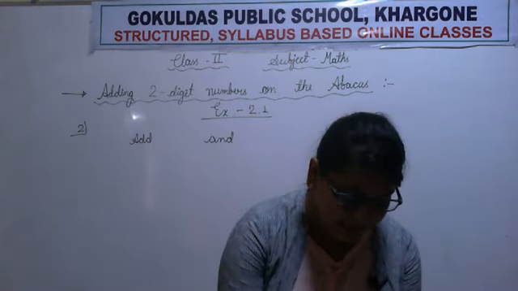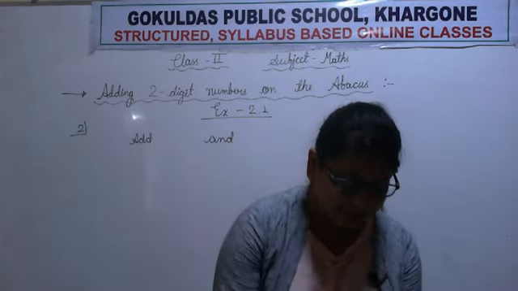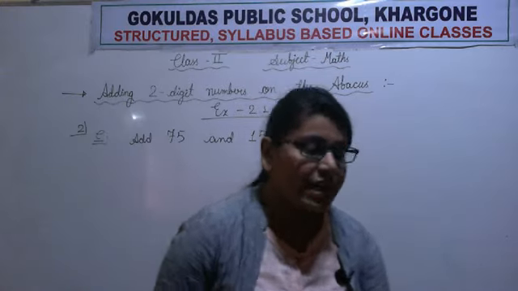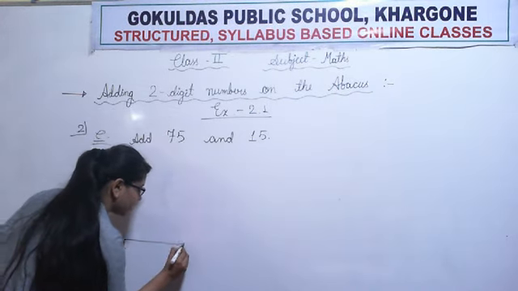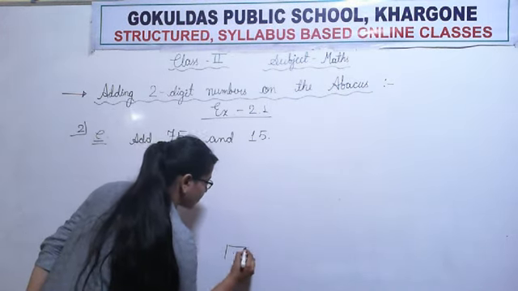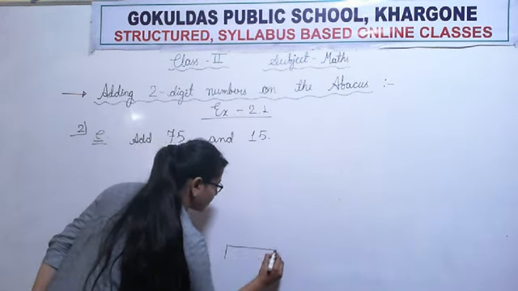Now part C, which is add 75 and 15. Again we'll repeat the same process. We will draw 3 abacuses. 1, 2 and 3. These 2 abacuses are for these 2 numbers, and the last one, the third one, is for our sum.